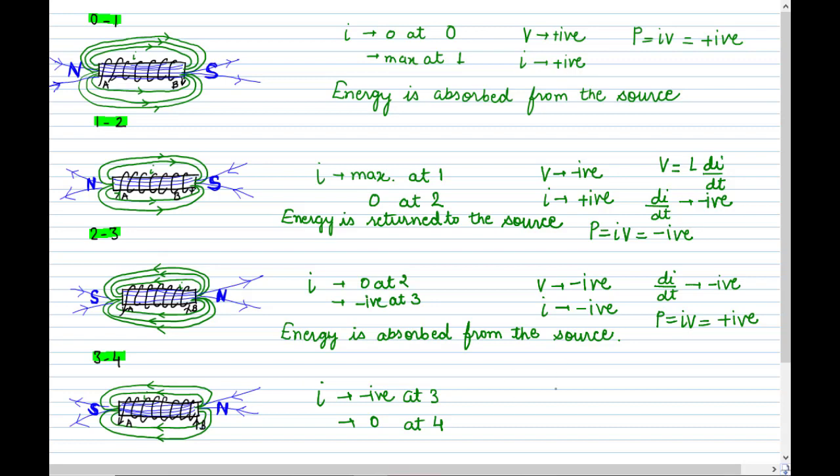Now if you see the fourth cycle, then our voltage is positive but the current is negative. So our di by dt will also be positive. But our power P is equal to I into V, that is minus into plus, so that will also be negative. That means the energy which was absorbed during the cycle 2 to 3 is now returned to the source. So energy is returned to the source.